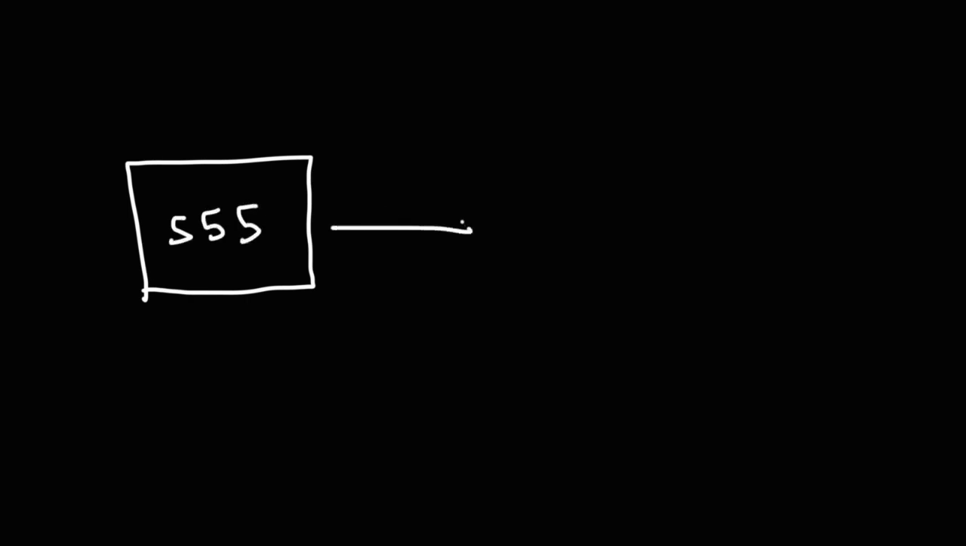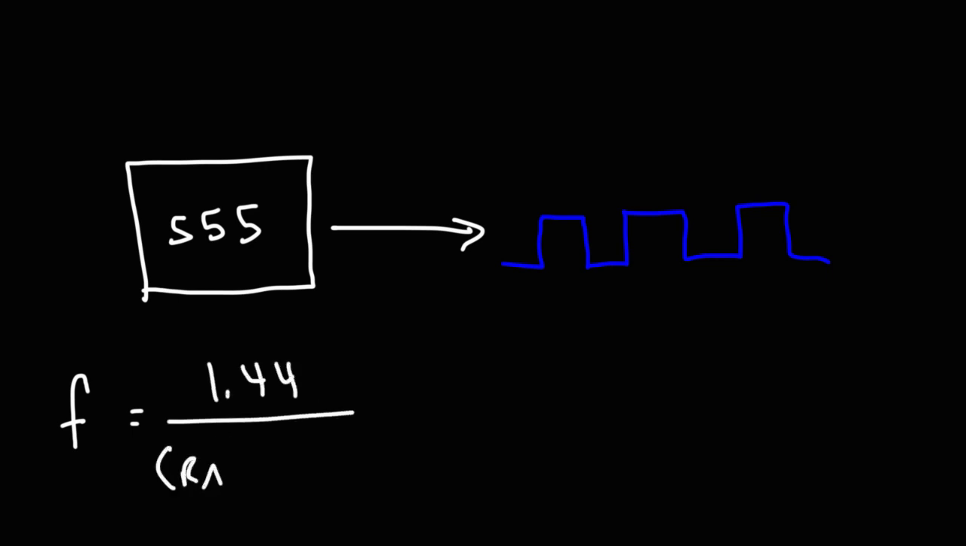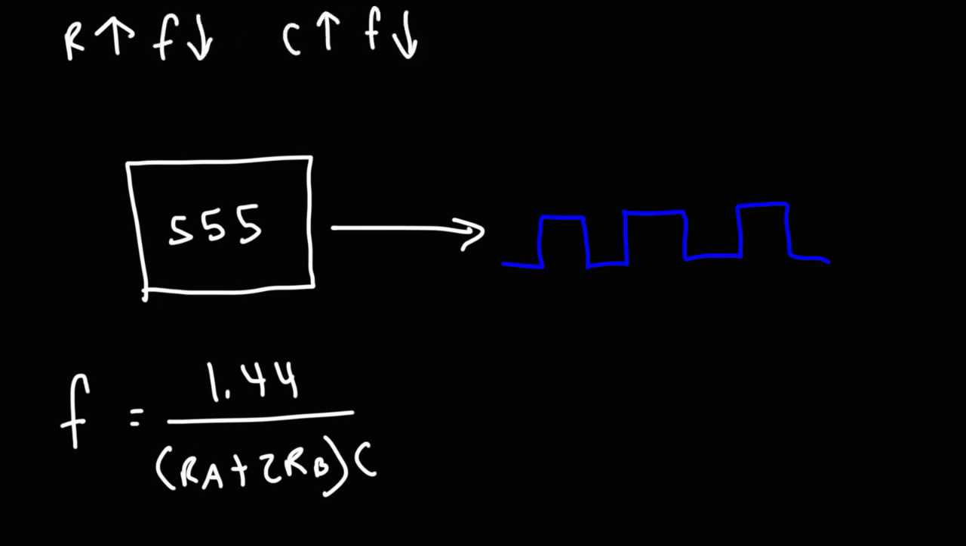In the case of the 555 timer, this circuit can be used to generate a square wave. And the formula for that circuit is 1.44 over (RA plus 2RB) times C. In either case, the resistors and the capacitors are in the denominator of the formula. As the resistance goes up, the frequency goes down. And as you increase the capacitance of the circuit, the frequency also goes down.